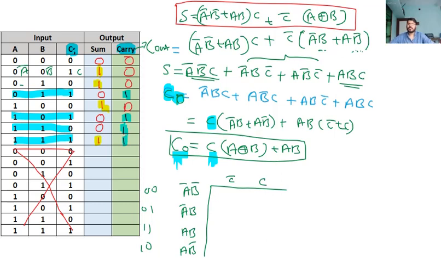Now for carry, the first high term is equal to A complement BC. What is A complement BC? It is here. Then the next term is A B complement C. Next is A B C complement. Then A B C. So this will be 0 here, 0, 0 and 0.